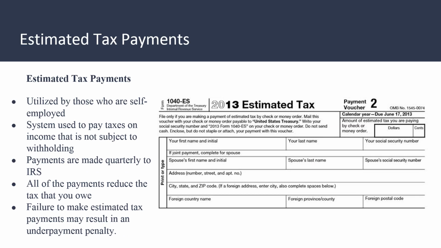Estimated tax payments are utilized by those who are self-employed. This is a system used to pay taxes on income that is not subject to withholding. Payments are made quarterly to the government, and they reduce the tax that you owe. Not making estimated payments may result in an underpayment penalty.